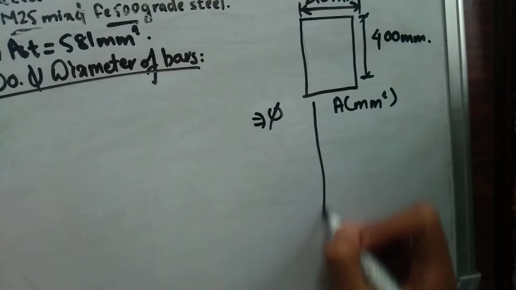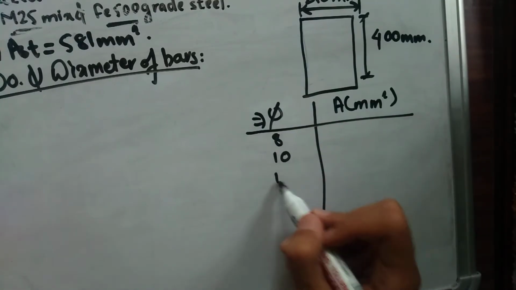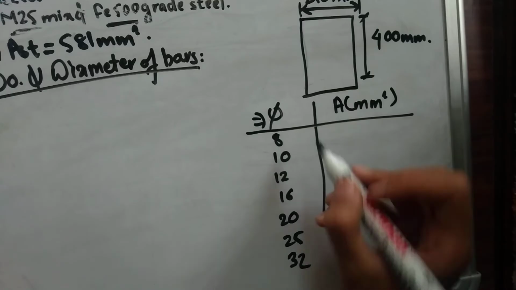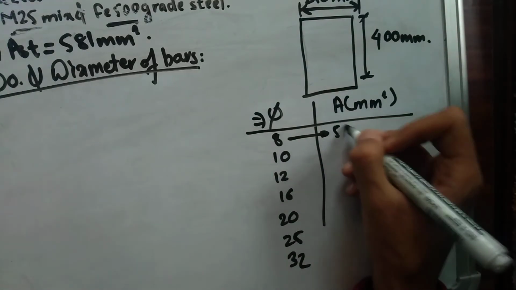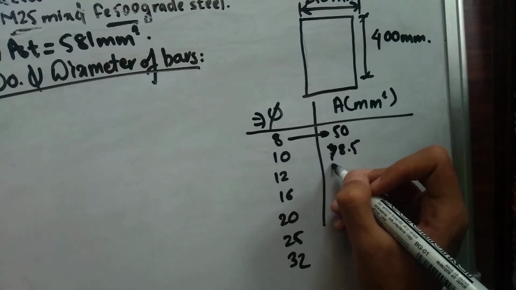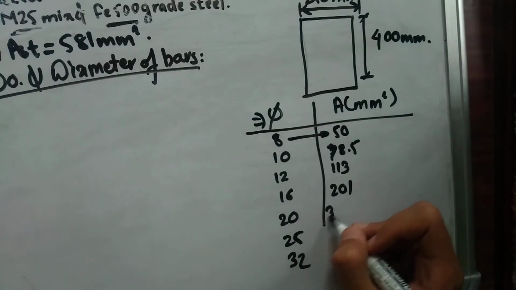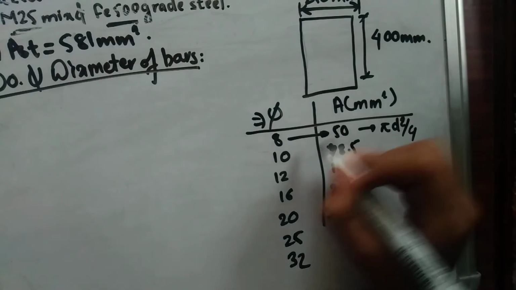In our market, the diameters of bars which we commonly find are 8, 10, 12, 16 and 20. It goes up to 25 and 32 as well. The area of an 8 mm bar is 50, 10 mm is 78.5, 12 mm is 113, 16 mm is 201, and 20 mm is 314. You can find this area using the formula pi d square by 4, where d is the diameter.